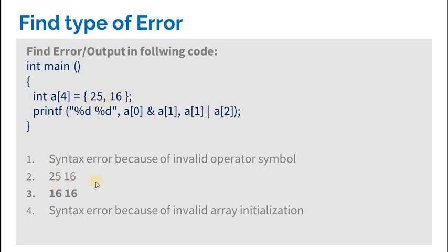Now syntax error because of invalid operator, no, this use of operator is also well and good, there is no issue. Now the answer can be 2 or 3. So you need to identify by yourself how this AND operator and OR operator work. Then only you can find the answer, and in this example the correct answer is 16 16.